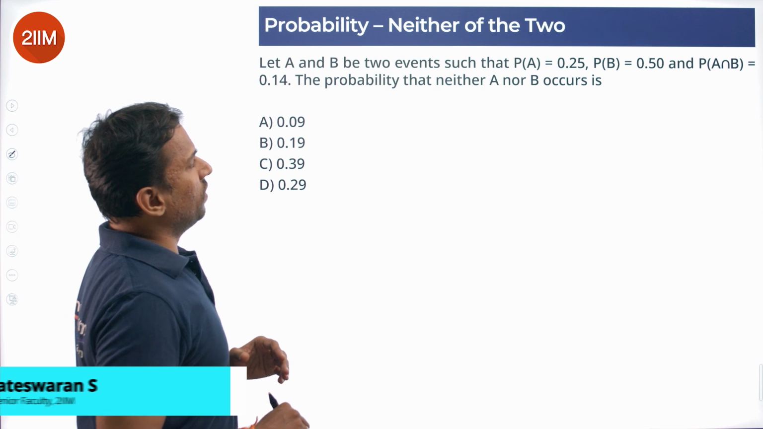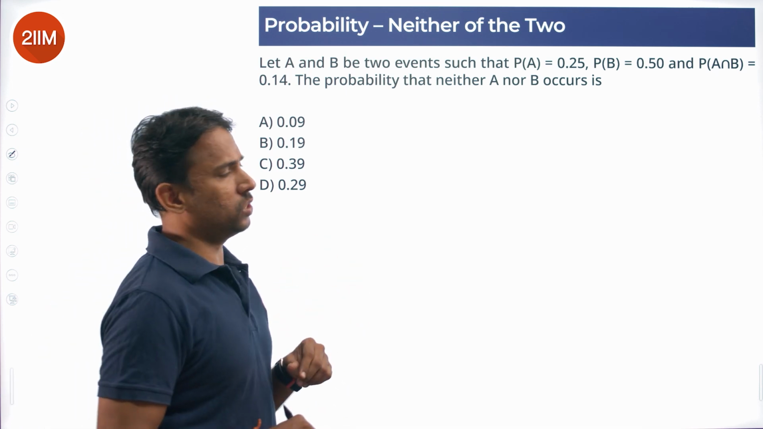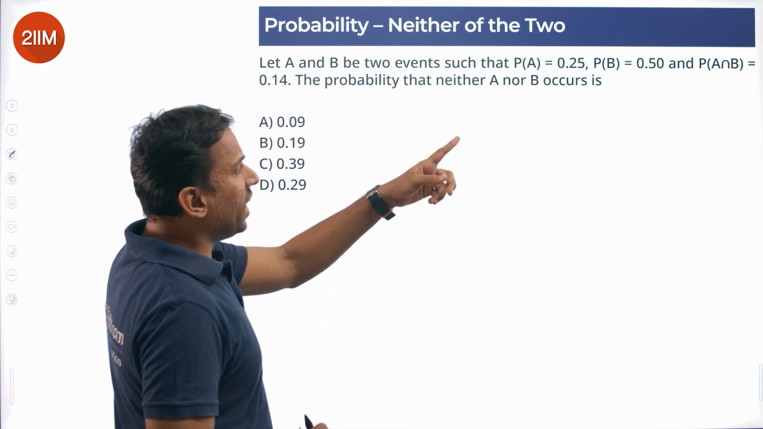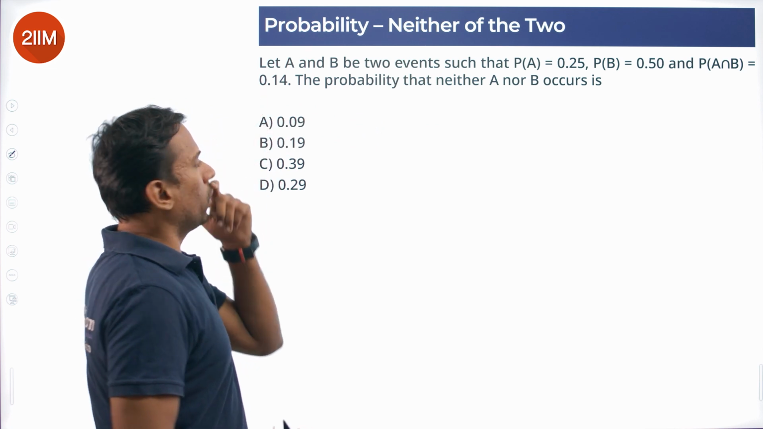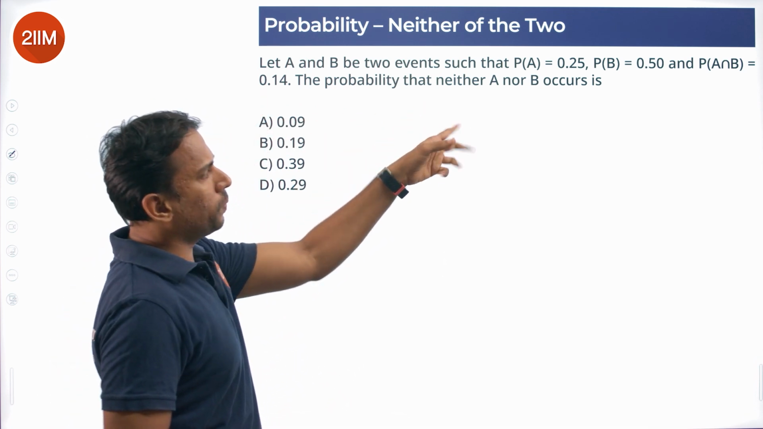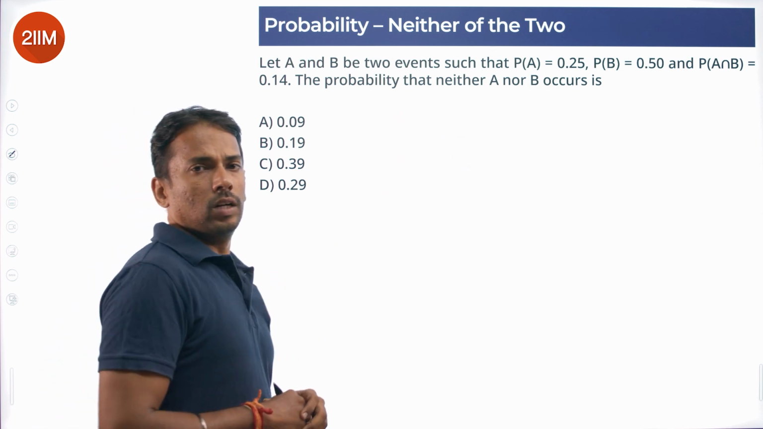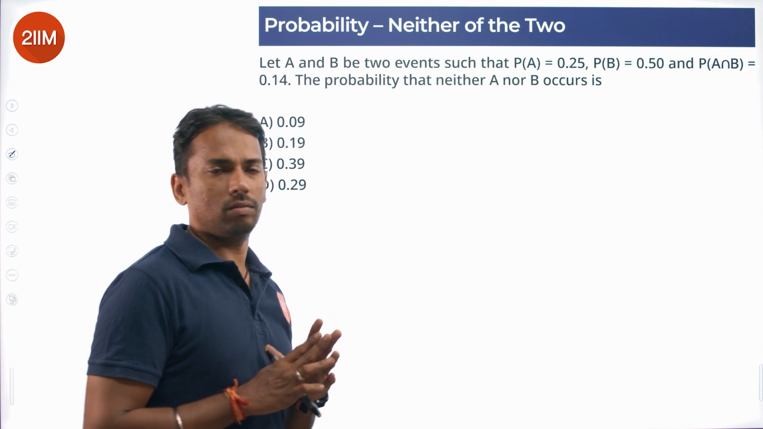Let A and B be two events such that P(A) = 0.25, P(B) = 0.50, and P(A ∩ B), that means A and B both will happen, is 0.14. Find the probability that neither A nor B occurs. So A should not happen and B should not happen, both should not be happening. Neither A nor B, that's it.